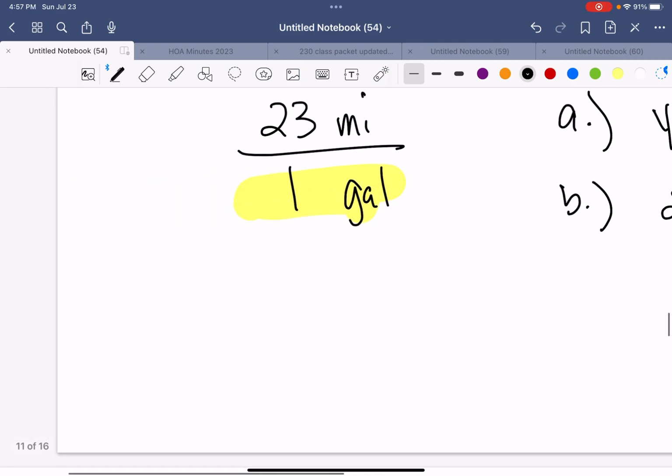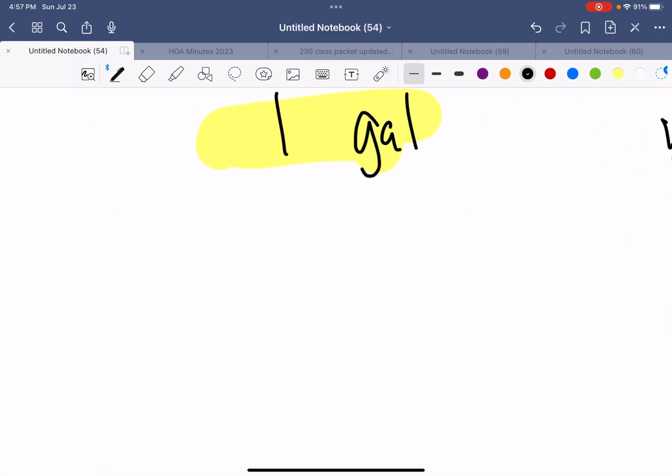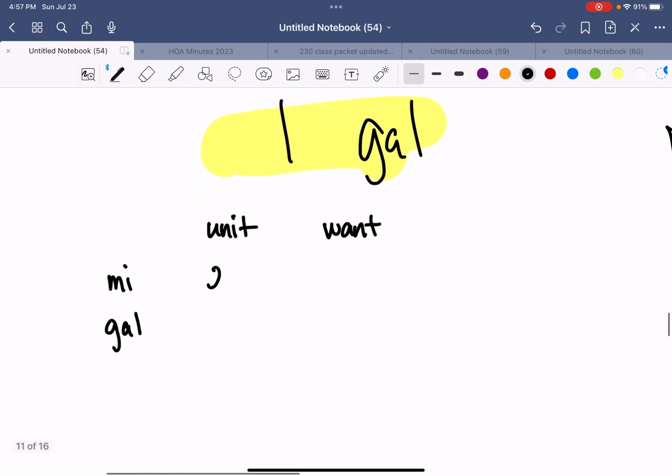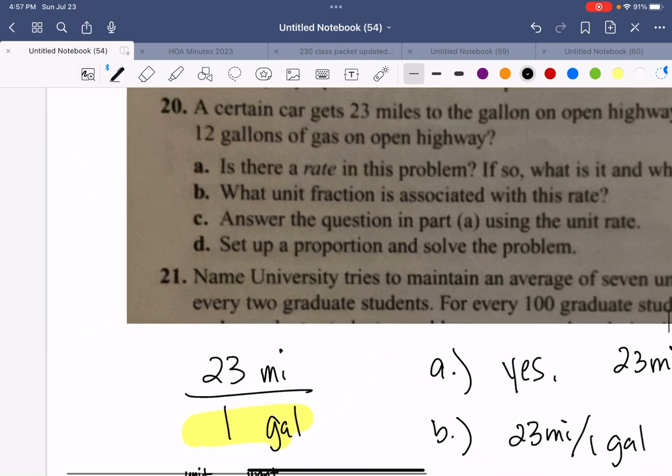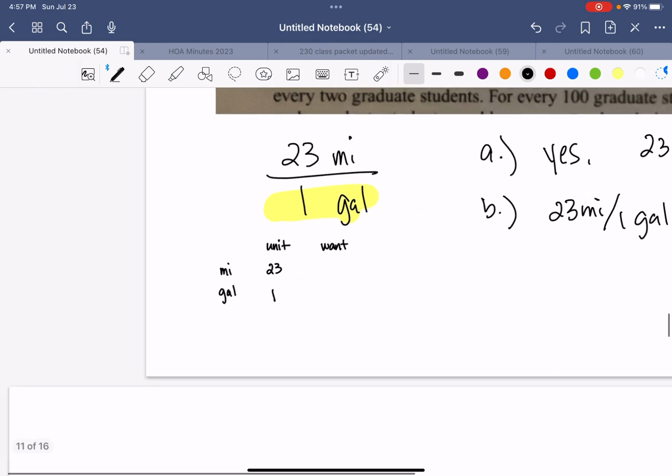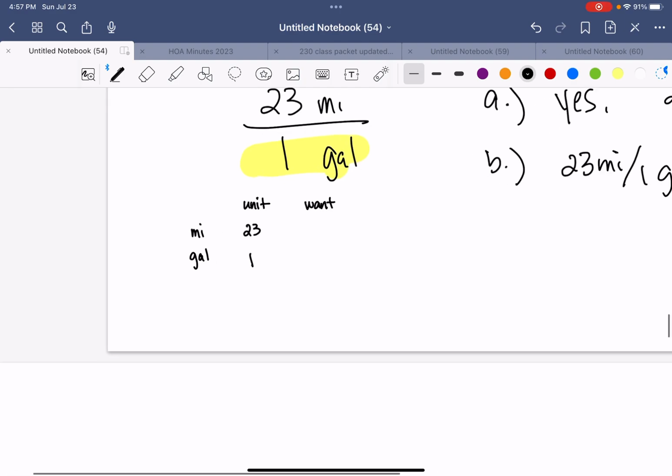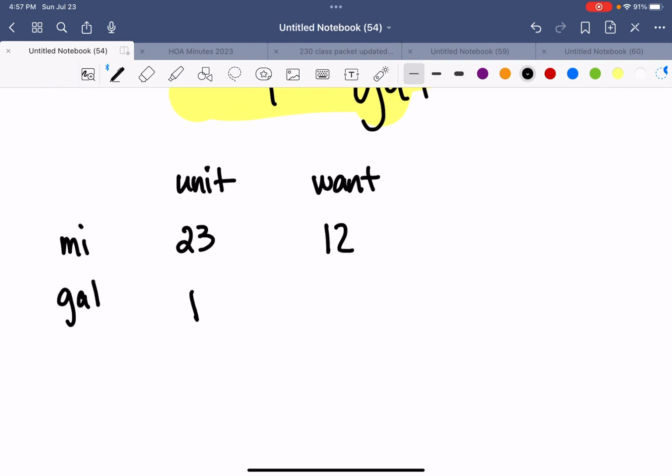So when I use the unit rate strategy, I like to do it this way. So you have miles and gallons, and you have the unit rate, and you have what you want, right? So our unit rate is 23 miles and 1 gallon. And we want to know how far it can travel on 12 gallons of gas, right? So we want a 12 here. And these numbers aren't super compatible, so what we're going to do is set this up as a cross multiply. Now it's kind of a unit rate here because it's 23 miles in 1 gallon.